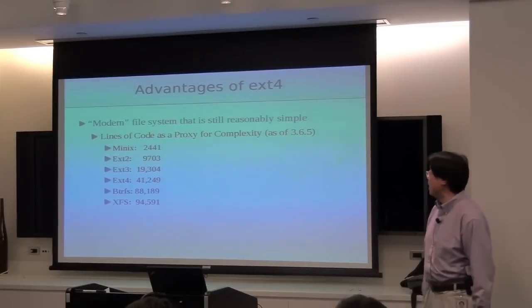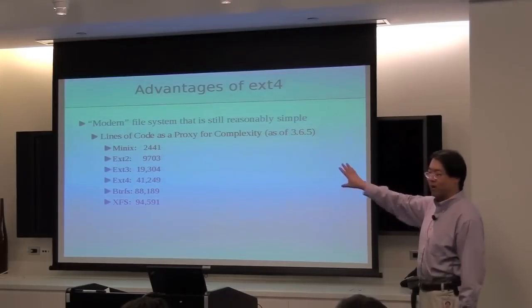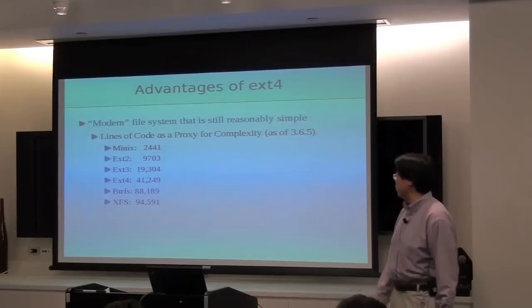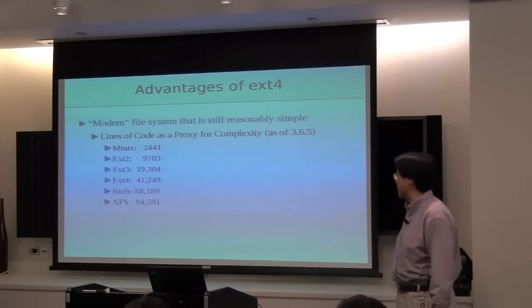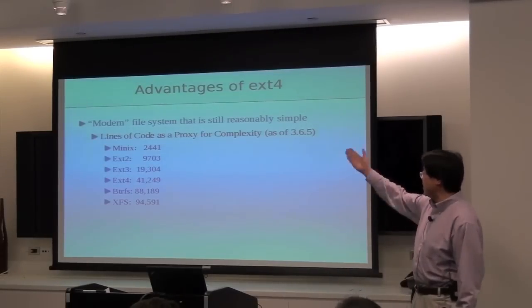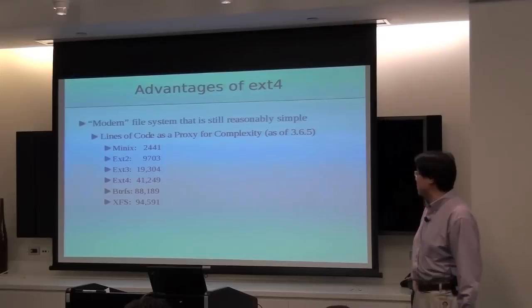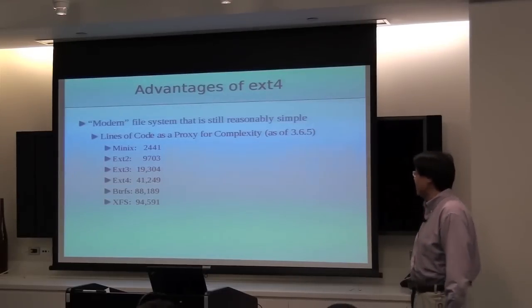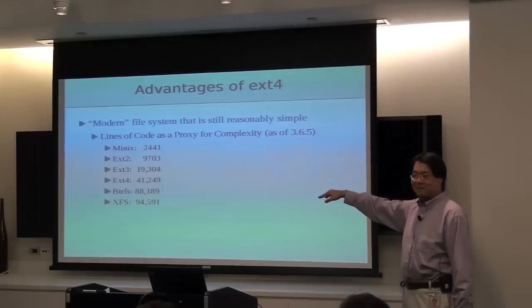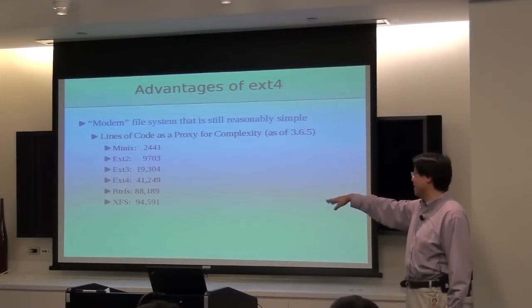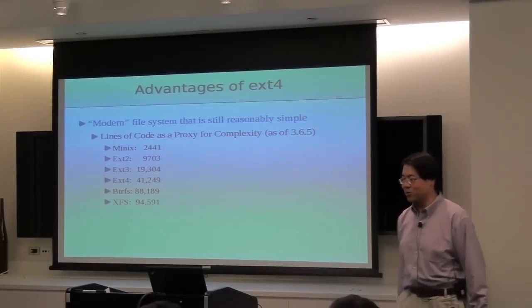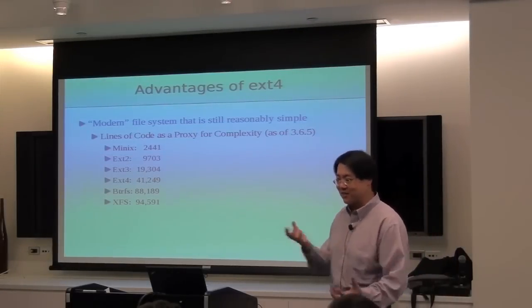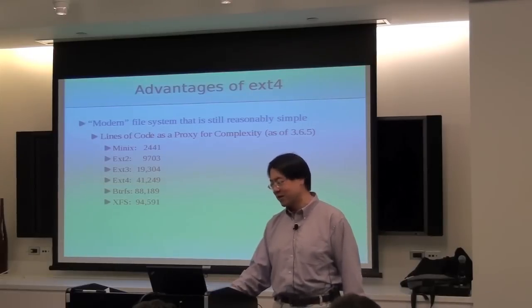Now, lines of code is always kind of a squishy measure of complexity, but if you just want to take a relative sense, you can see that with Minix, it was about 2,500 lines of code. ext2 was a factor of four. ext3 sort of doubled that. ext4 kind of doubled that. ButterFS is another doubling, and XFS is close to 100K. So it gives you a sense of the complication of the code base.